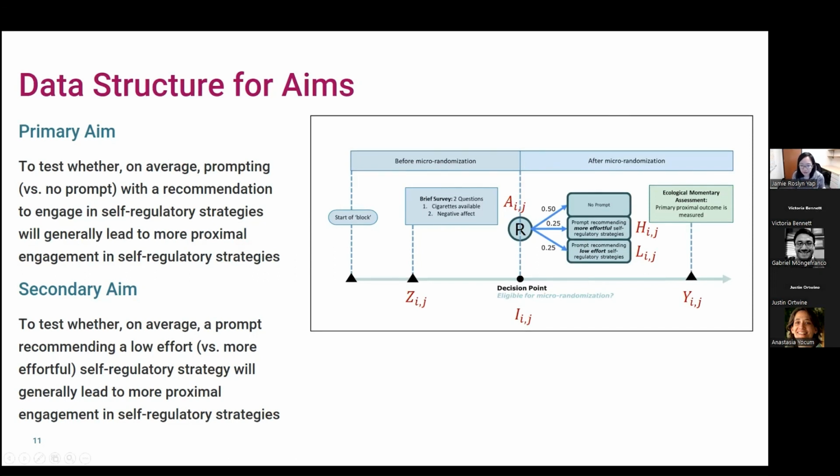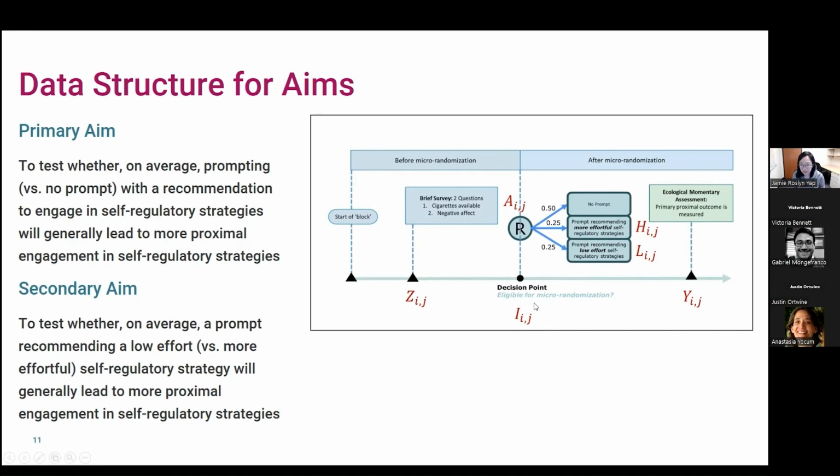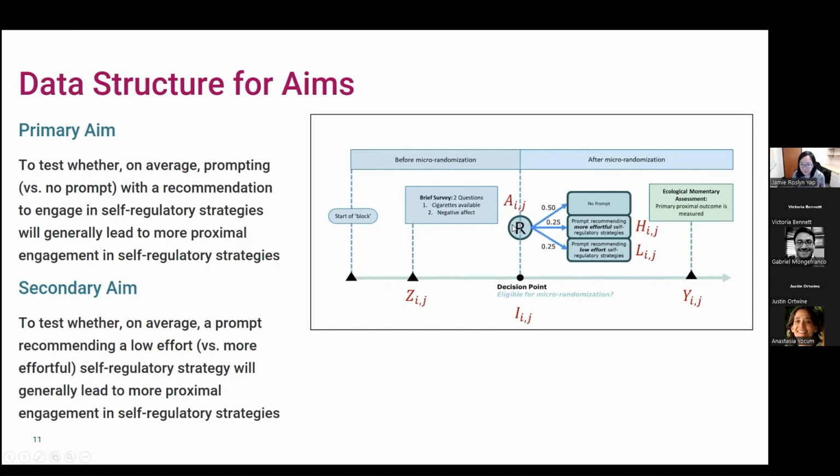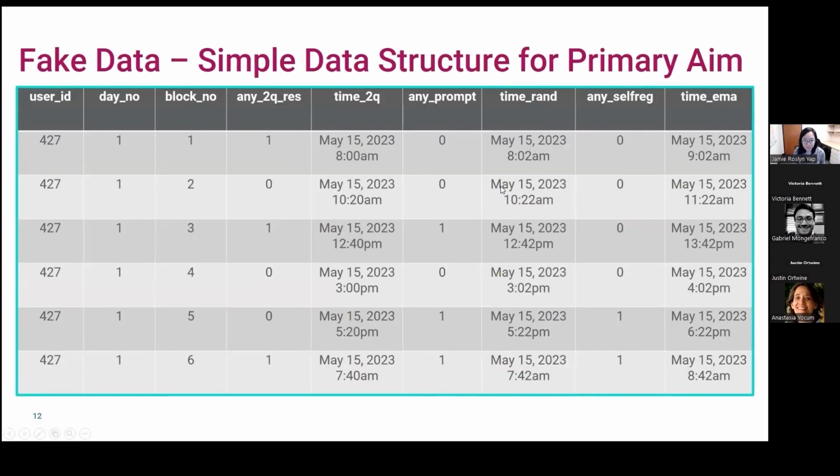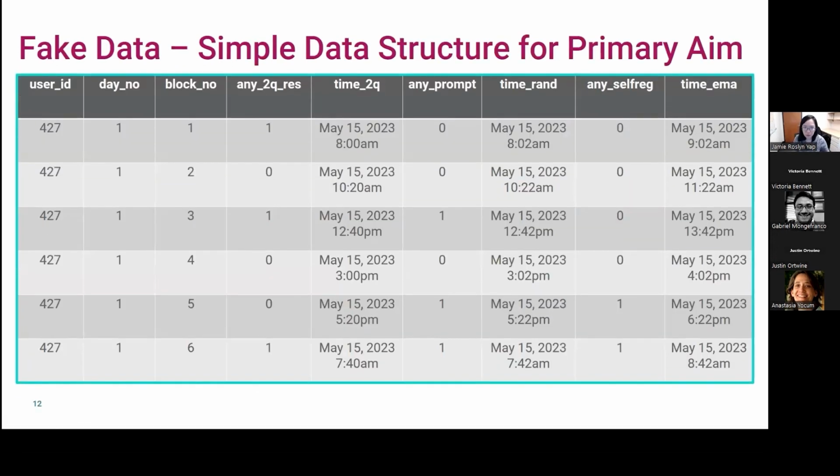We need a couple of variables: your primary proximal outcome, an indicator for whether someone was eligible for microrandomization, denoted by your IJ here, an indicator for whether the brief survey was completed, and indicators for the randomized assignment. Okay, so let's go into more detail and more concretely what that looks like.